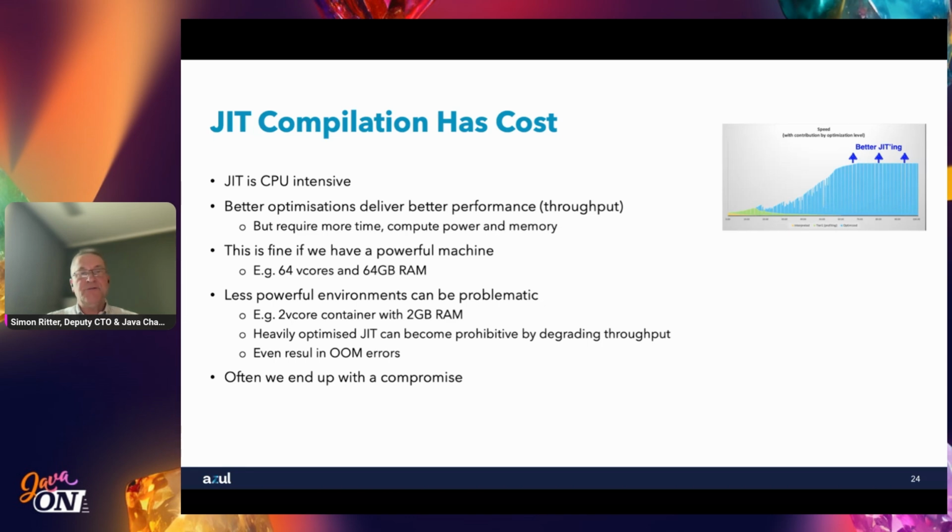But we can also get even bigger problems than that, because with only 2 gigabytes of memory, if we've got a memory hungry application and we're trying to do heavy optimizations at the same time, we can end up with an out of memory error. Even though the application is not running out of memory, the container itself is running out of memory. As I say, what we end up with is a compromise in terms of how much we can optimize versus the amount of memory and cores we need.